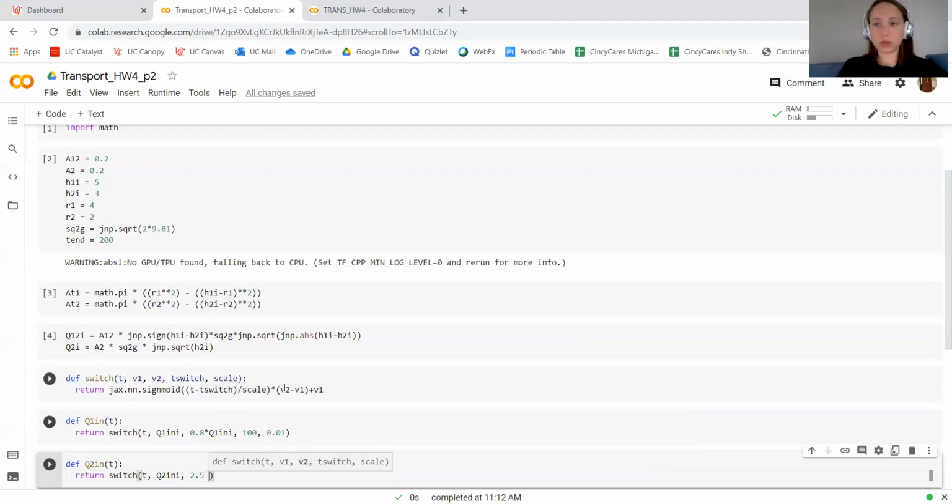And this one increased by 250%, so we will multiply it by 2.5. Again, that's that initial flow rate, which multiplied by 2.5 gives us our final velocity. And the total time for the second tank was 200 seconds. And again, we're using 0.01 as the scale.